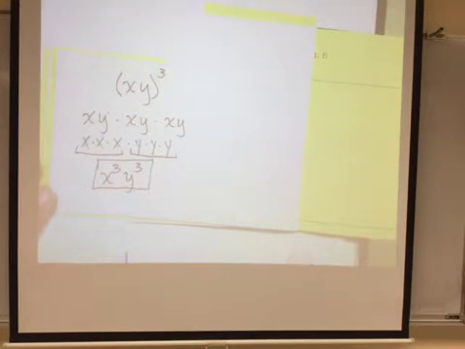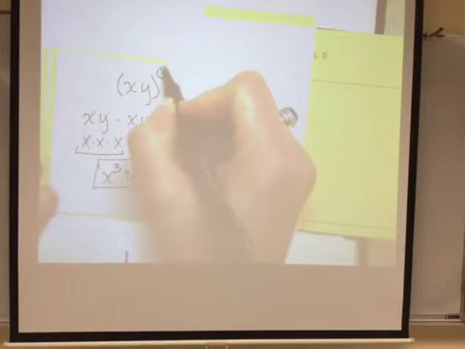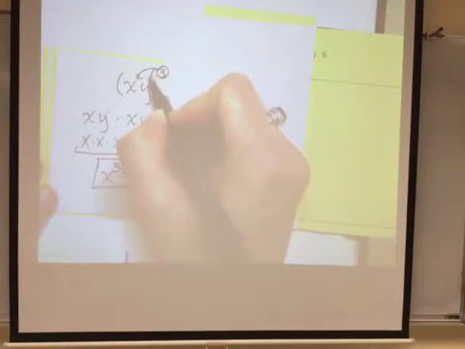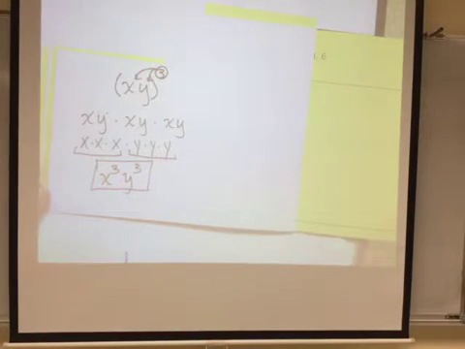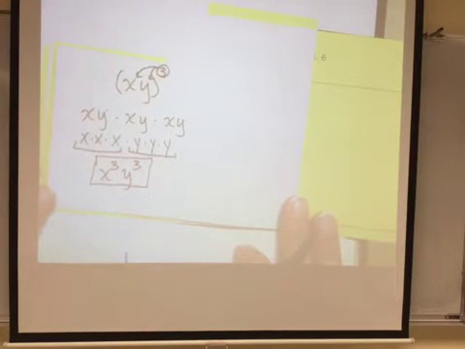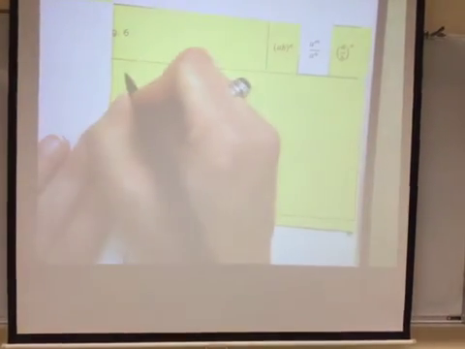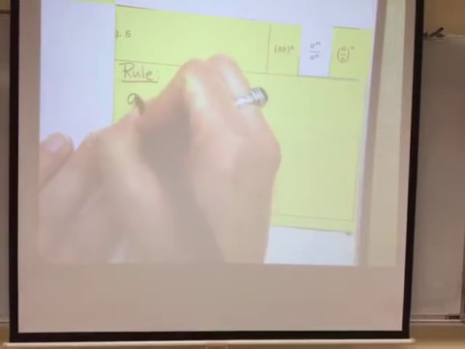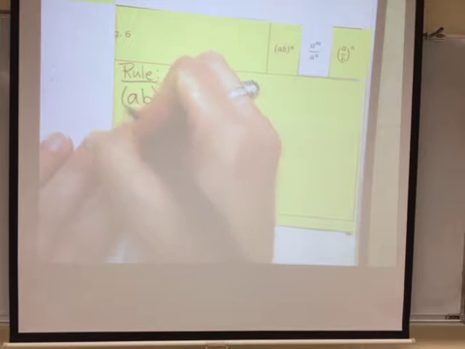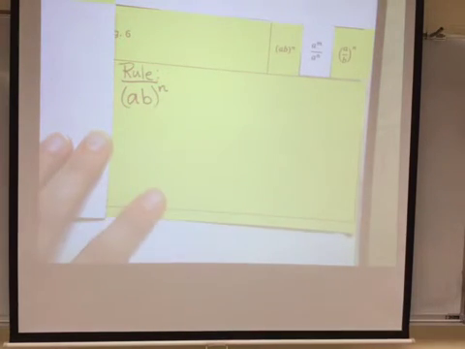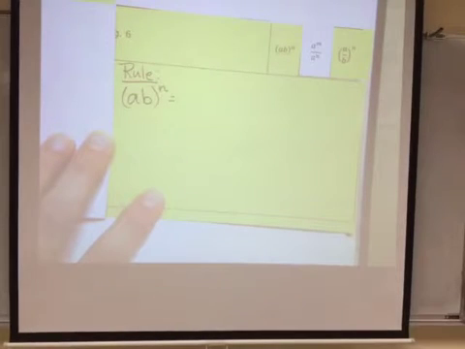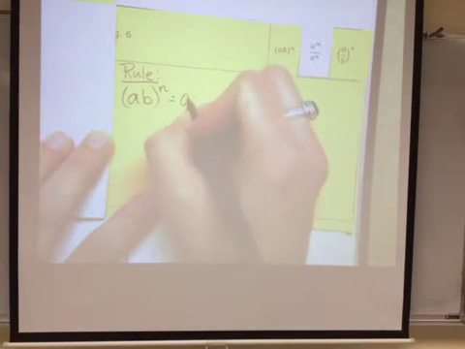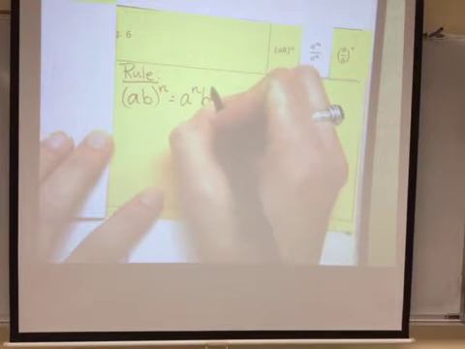So one way to think about that is we're distributing that exponent, right? Kind of like multiplying it and dividing it, a little bit. So let's write the rule. So my rule is (ab) to the nth power equals a to the nth, b to the nth. Beautiful.